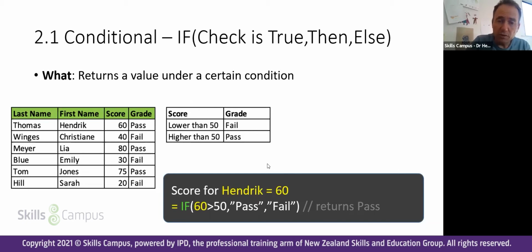In this example, which I've written down here, Hendrick received a score of 60. So the condition checks if 60 is bigger than 50. If that is true, in this case it is, return the word pass. If not, return the word fail. So we have the condition x is bigger than 50, return pass. If not, return fail. We can apply that for the entire column, and automatically the system will make the deduction and fill in the fields for us. If condition, then pass. Let's see that in action.